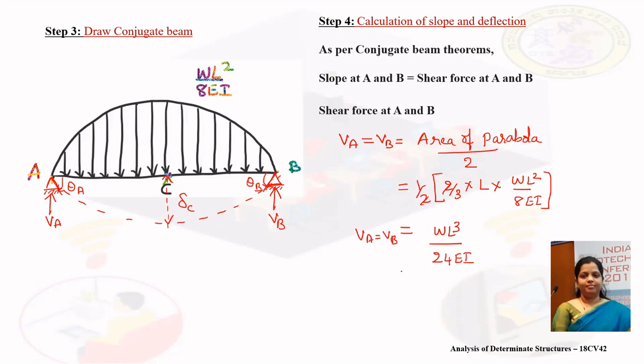As per the theorem, slope at A will be equal to shear force at A, and slope at B will be equal to shear force at B. This will be equal to WL cube by 24 EI. Here theta A will be in the clockwise direction and theta B will be in anti-clockwise direction.